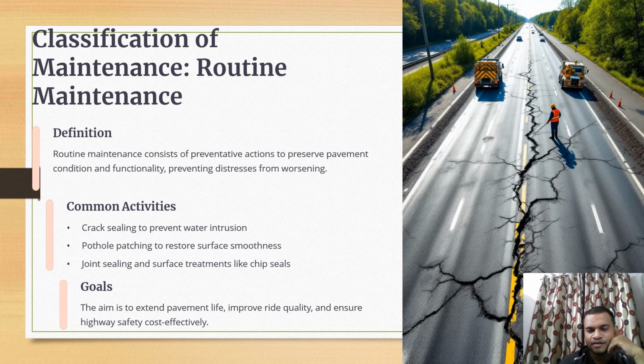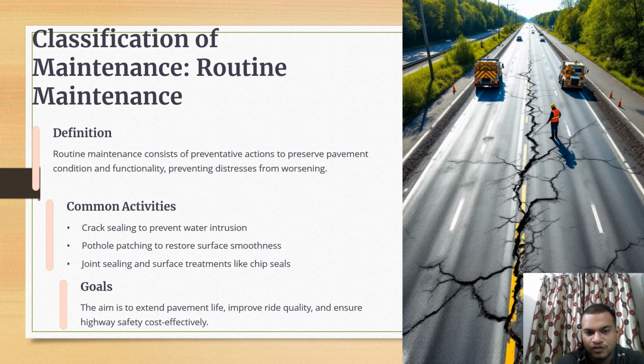Classification of maintenance, routine maintenance. Definition of routine maintenance. Here we go. Routine maintenance consists of preventive actions to preserve pavement condition and functionality, preventing distresses from worsening. Common activities in routine maintenance are crack sealing to prevent water intrusion. As we can see in the image, the middle of the road has a crack and the worker is sealing the crack. This is a very common activity followed nowadays.